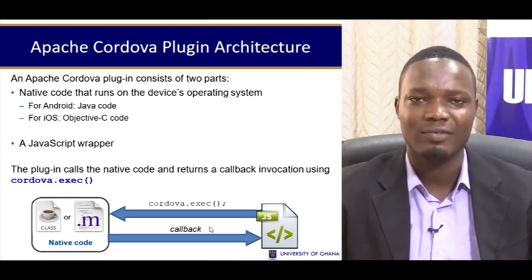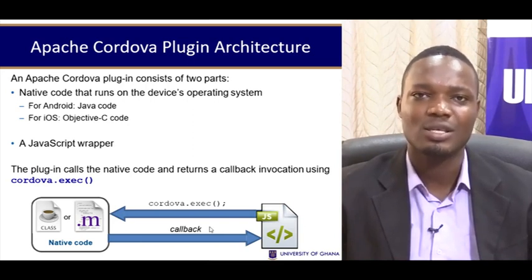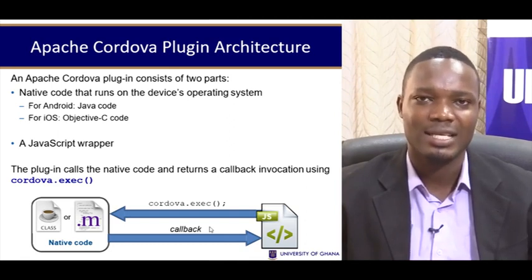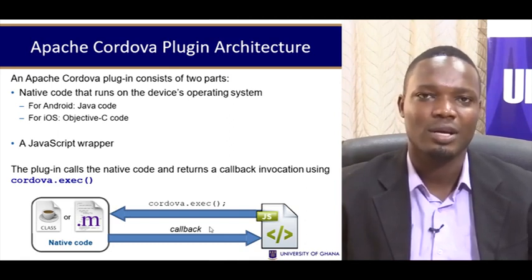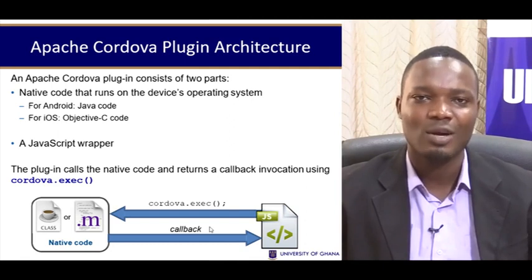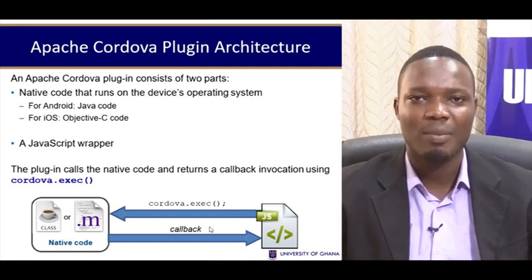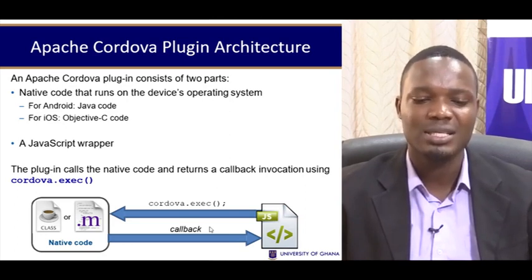of code written natively. Okay, so an Apache Cordova plugin consists of two main parts to get this plugin running. The first part is the native code that is going to run on the device's operating system. So for Android, like I said, we are doing Java. For iOS, we are doing Objective-C. And then after, we would need a wrapper. Now this wrapper is going to be a JavaScript wrapper. So we need two pieces. The first piece is the native code. The second piece is the JavaScript wrapper.